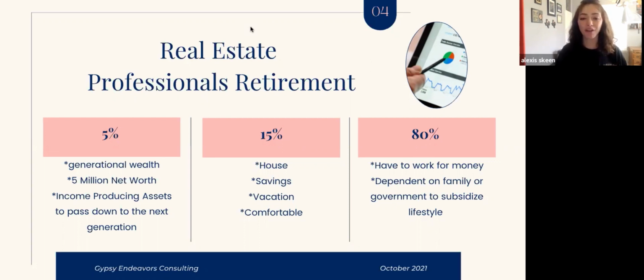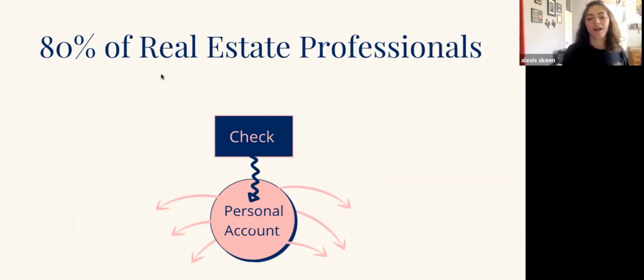80% of real estate professionals have to work for money after the age of 65, or they're dependent on a family member or government entity to subsidize their lifestyle. What are the main differences between these three groups? I'll tell you. It's the way they utilize their little soldiers, their monies. How do they allocate their money? 80% of real estate professionals do it like this.